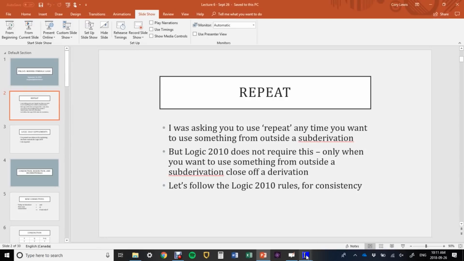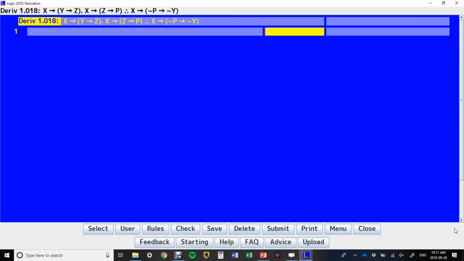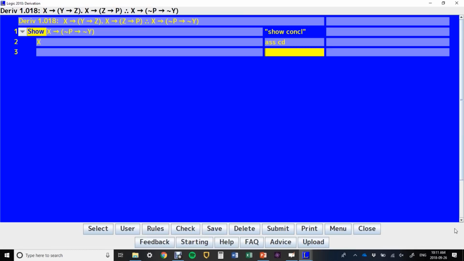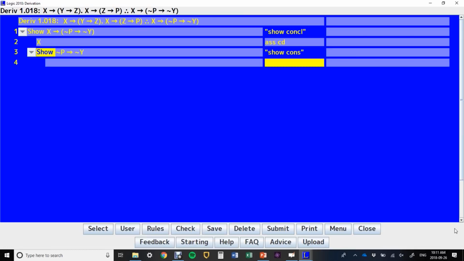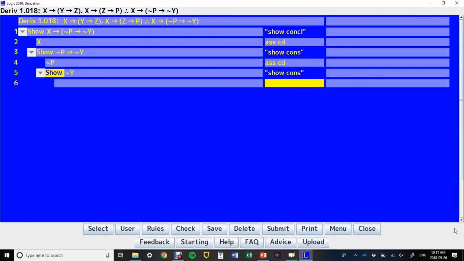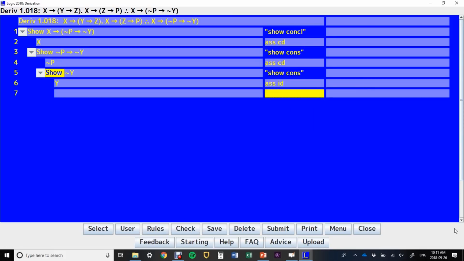So here's a derivation we might want to do, show conclusion. It's a conditional, so of course we assume for conditional derivation and try to show the consequent. The consequent is itself a conditional, so we assume for conditional derivation to show the consequent. Now this thing is not a conditional, so we're going to assume for indirect derivation.